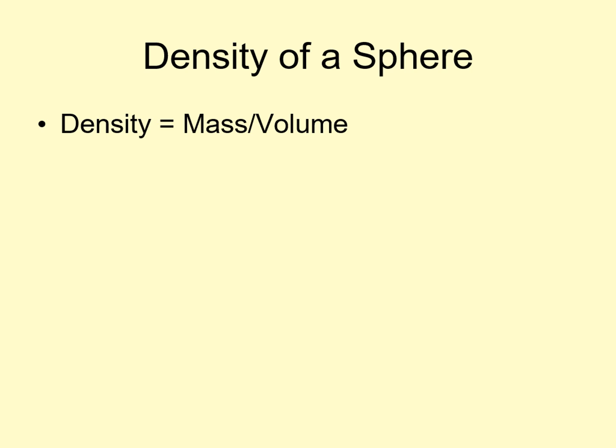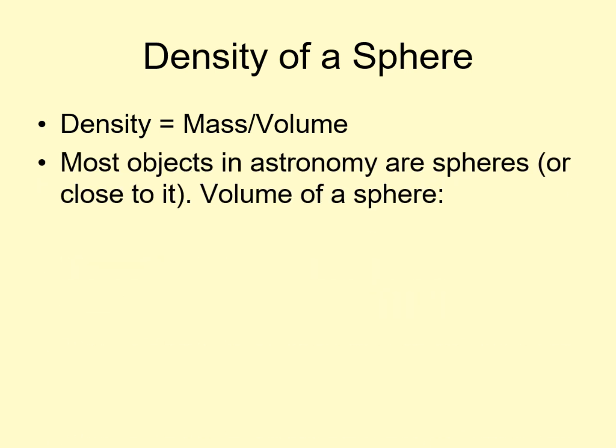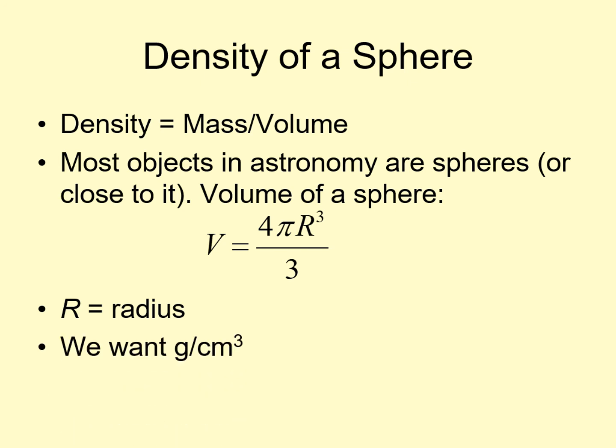Remember that density is mass divided by volume. In astronomy, many of the objects we're studying are either spherical or close to it. So to find their volume, we can use the formula for calculating the volume of a sphere. This is V equals 4 pi times r cubed divided by 3, where r is the radius of the sphere. The main trick here is to make sure that you've got the right units, or you'll get an answer that doesn't make any sense. The density units that are used most often are grams per cubic centimeter.